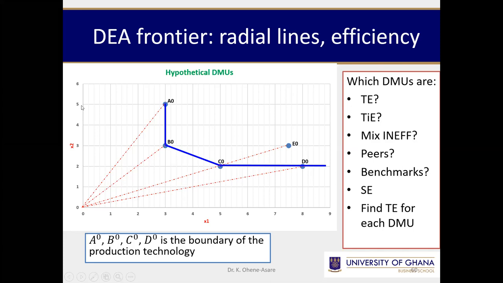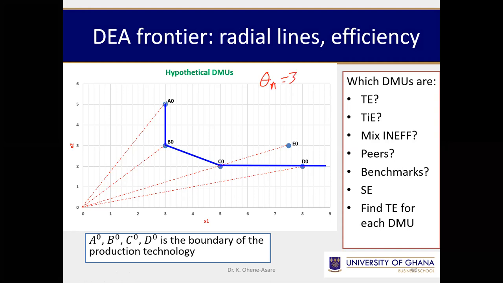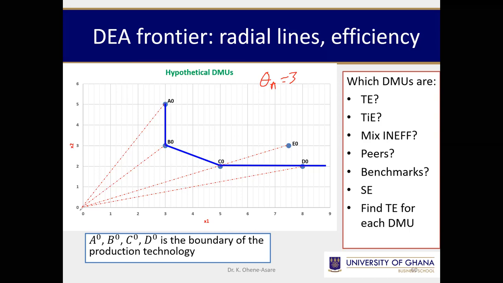So as an example, if you are calculating, and I'm going to write some things here, what is the distance from the origin to the frontier? What is the value? Anybody? It's three. So the theta for A is going to be that value, which is three. You pick that, the distance to the frontier is three, divided by the distance from the origin to the firm A. And that value is what? Three. So the efficiency score for this one will be three divided by three, which is one. So DMU A has an efficiency score of one.